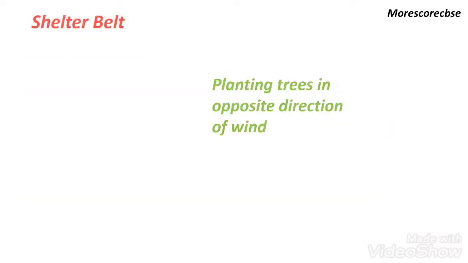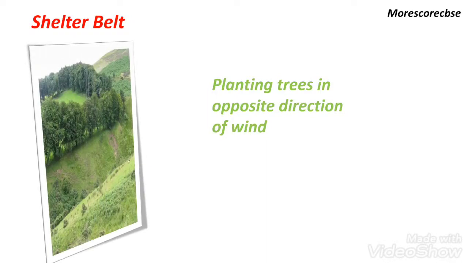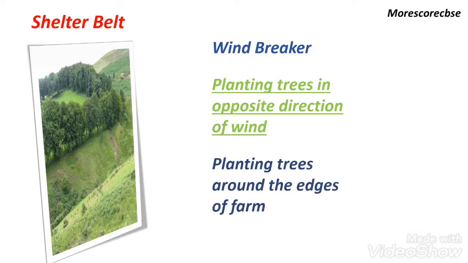The next way to conserve the soil is the shelter belt. Shelter belt is also called a windbreaker. In this process, kids, they plant one or more rows of trees or simply shrubs in a line along the edge of the farm, in the opposite direction of the wind. So the strong wind will not affect the plantation crops.